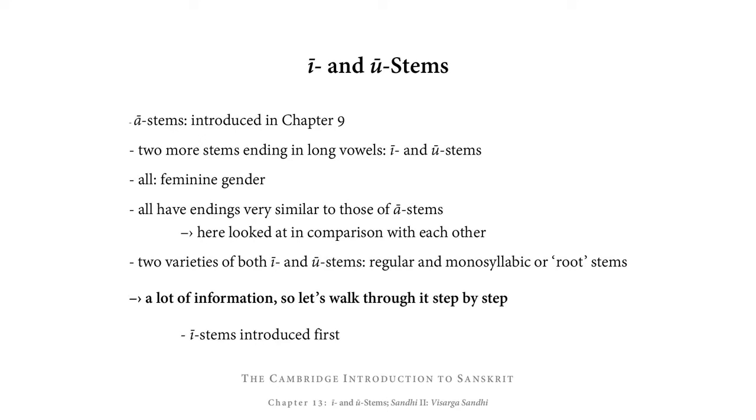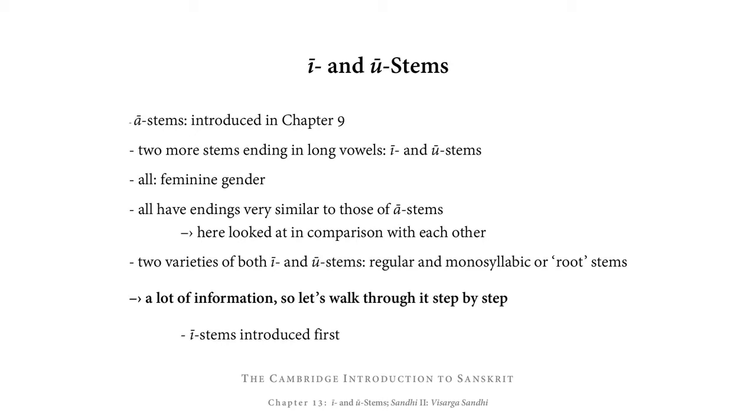Chapter 9 introduced us to long A stems. This chapter introduces us to two more noun stems that also end in long vowels, namely long I and long U stems. All three of those are grammatically of feminine gender. All long A stem, long I stem, long U stem nouns are feminine.